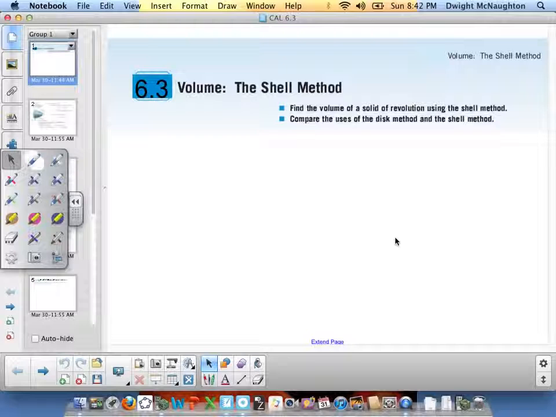6.3, volume: the shell method. Find the volume of a solid of revolution using the shell method. This one does not appear on the AP exam.